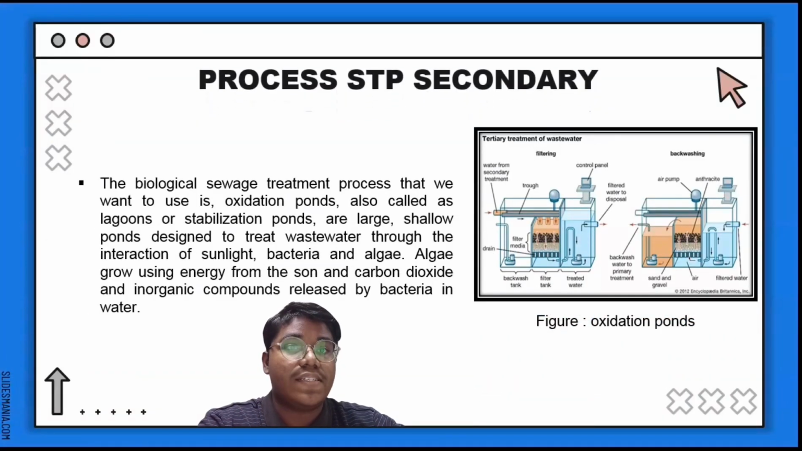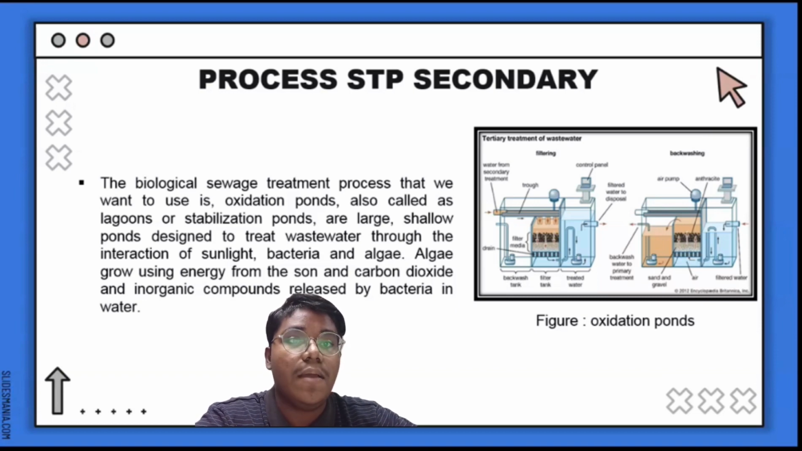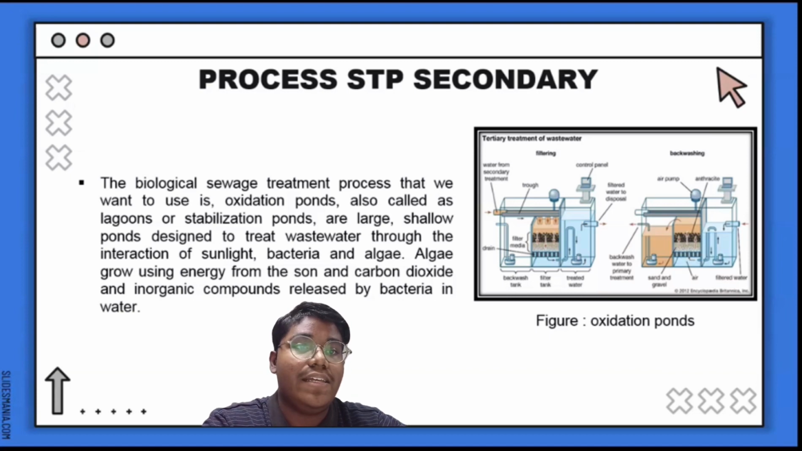For the secondary process, we have chosen oxidation ponds, also called lagoons or stabilization ponds, which are large shallow ponds designed to treat wastewater through the interaction of sunlight, bacteria, and algae. Algae grow using energy from the sun and carbon dioxide and inorganic compounds released by bacteria in the water.